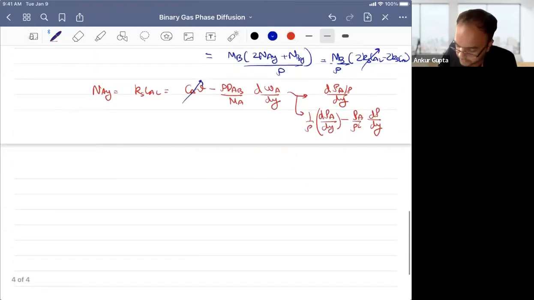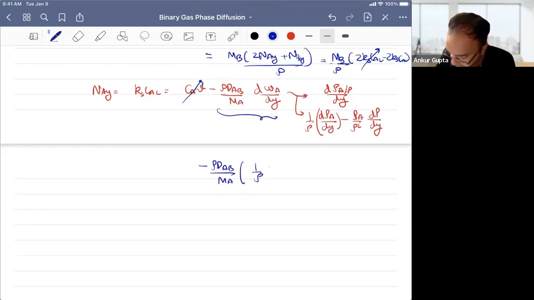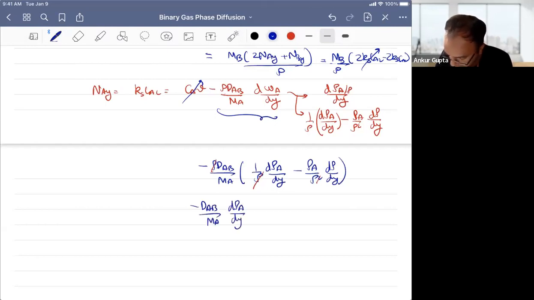which means that this term, minus rho D_AB by M_A d omega by dy, becomes 1 by rho d rho_A by dy minus rho_A by rho squared d rho by dy. Okay, here we can clearly see that this gets cancelled with the one outside, and this also gets cancelled with the one outside, or we get minus D_AB by M_A d rho_A by dy plus D_AB rho_A by rho d rho by dy.